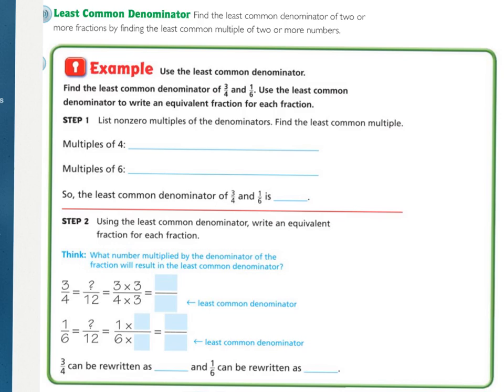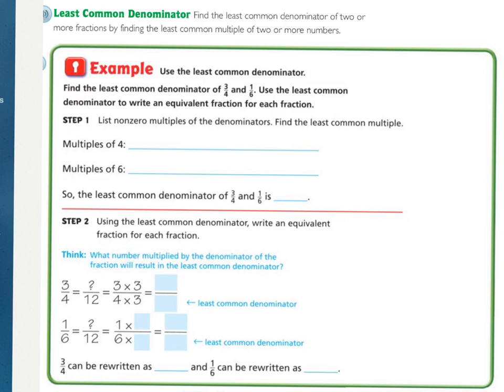Another way is still using your list, but finding what is called the least common denominator, which you find using the least common multiple. They're the same thing, just a denominator is in a fraction. So we're finding the least common denominator of 2 or more fractions by finding the least common multiple. Looking at our example, we're going to find the least common denominator of 3/4 and 1/6. We're going to use the least common denominator to write equivalent fractions for each fraction.